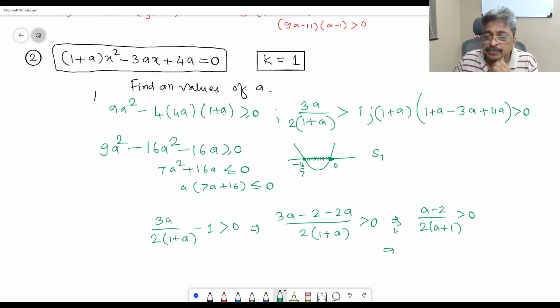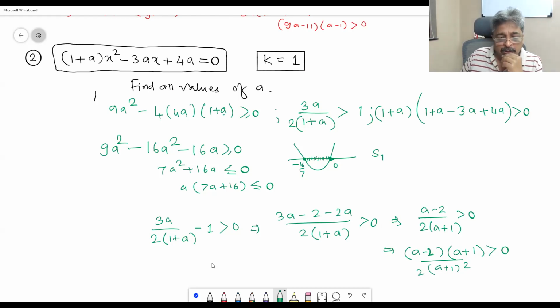That makes it a minus 2 into a plus 1 should be greater than 0. By making the denominator a perfect square, the numerator must be greater than 0. So the graph is like this: minus 1 hollow circle, plus 2 hollow circle, and you want greater, therefore all these regions, that is your S2.